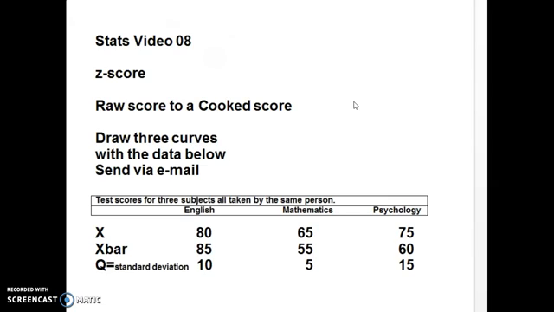The mean for the curve for mathematics will be 55. That's the mean, but this individual got 65, so they would be above the mean. And the mean for psychology is 60, but the individual scored 75, with a standard deviation of 15. So I'm going to go over this again: 3 curves, 1 curve for each set of scores, with the mean and the standard deviation.